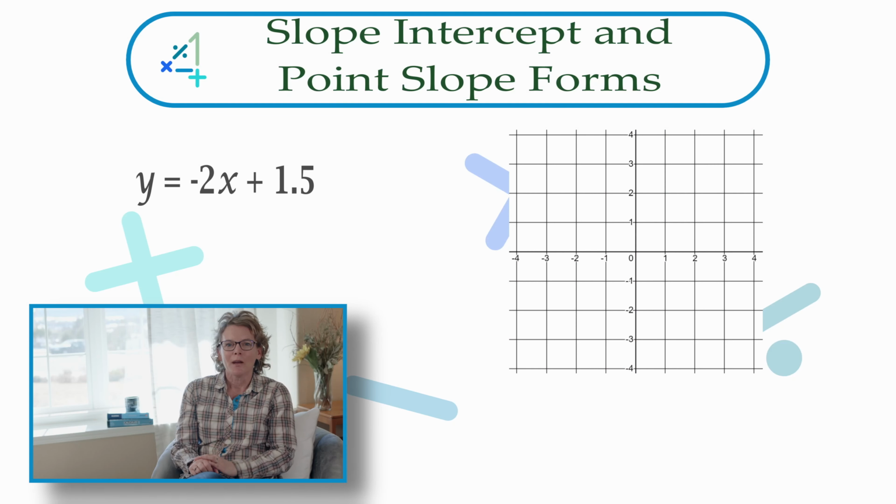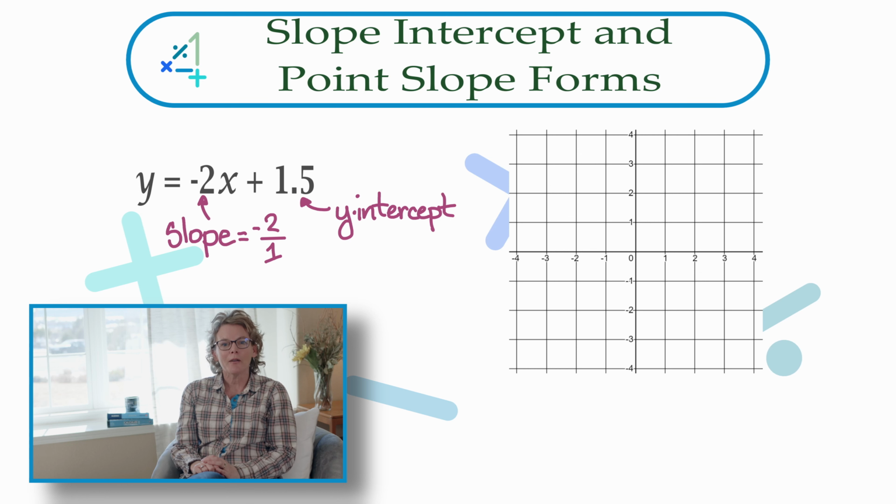We'll take this one. y equals negative 2x plus 1.5. Our slope is negative 2, or negative 2 over 1. Our y-intercept is 1.5, with the actual point being (0, 1.5). To graph it, we could always make a table, but we are going to graduate to reading off the information from the equation. After we have the slope and the y-intercept, we start with the y-intercept and then plot that.